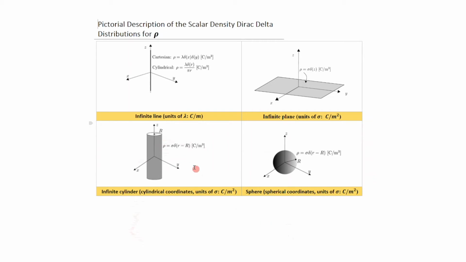And for a sphere, it looks exactly the same, except this is now going to be represented in spherical coordinates. And delta r minus R, that means the things of interest are occurring when little r equals capital R. And again, this basically has units of coulombs per meter squared. This has units of 1 over meter. So this would represent units of coulombs per meter cubed for rho. And so this is if we're dealing with spherical coordinates.